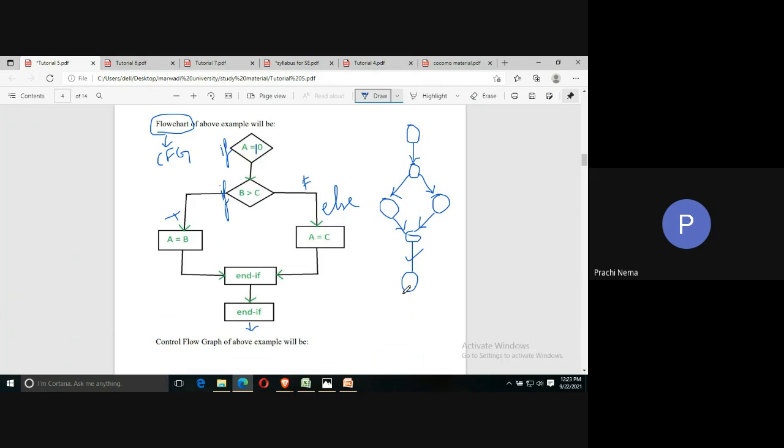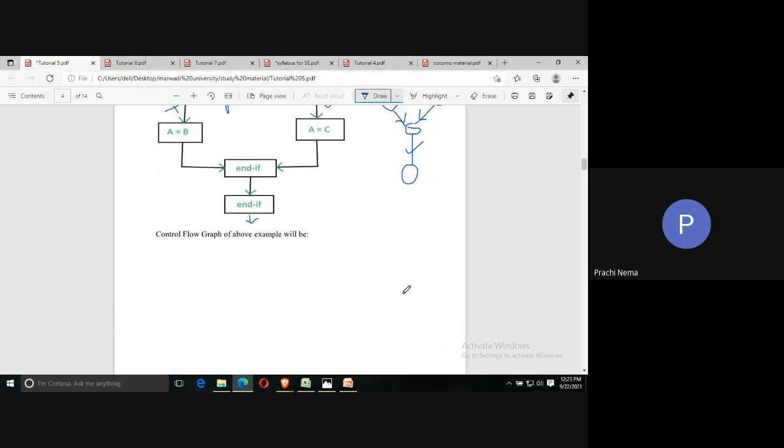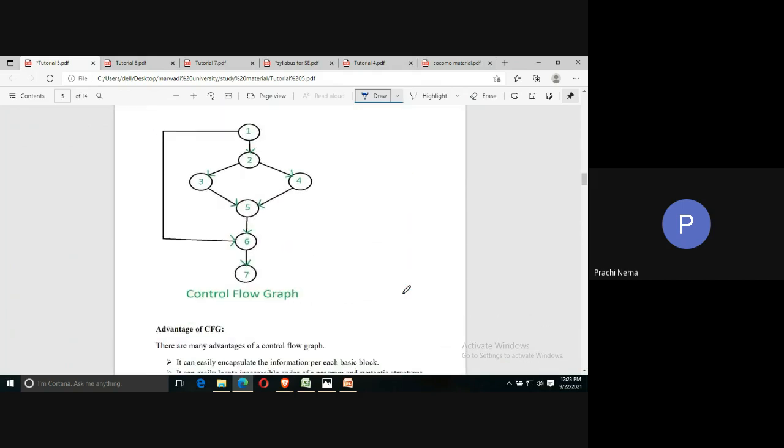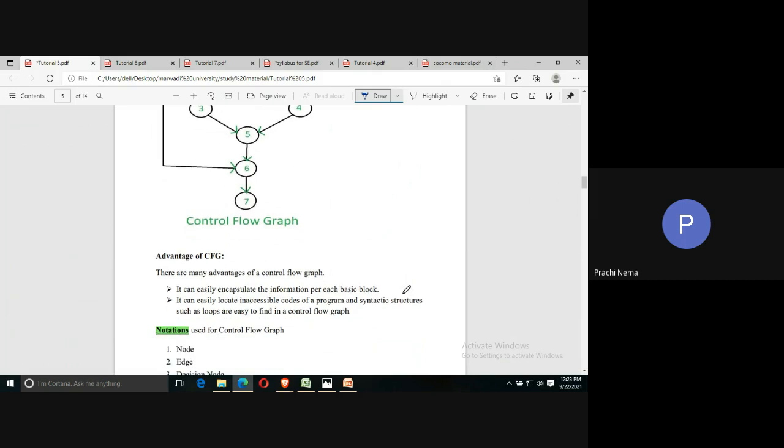So this is a good practice if you don't have much idea about the control flow graph, about how to draw it at first, like in one try only. So what you can do is draw the flow chart and then convert it into the control flow graph. See, they have drawn the same chart, same graph.